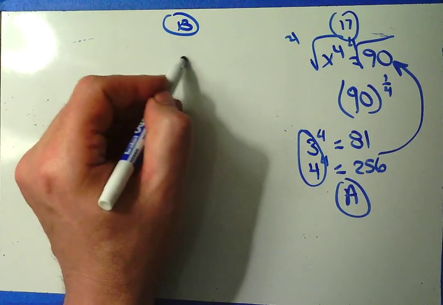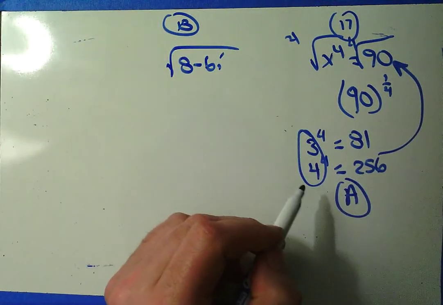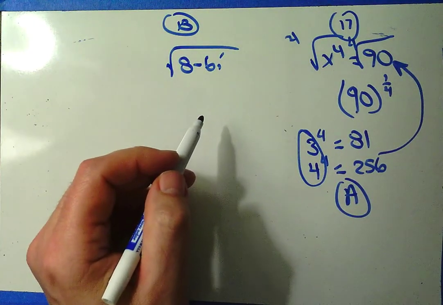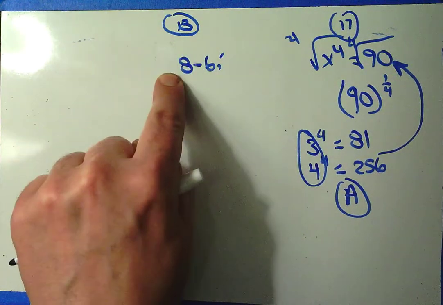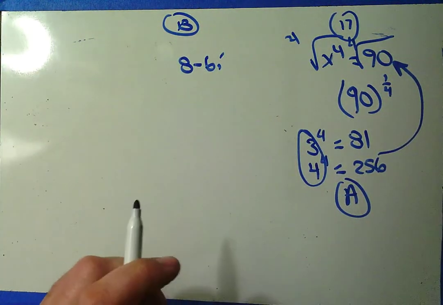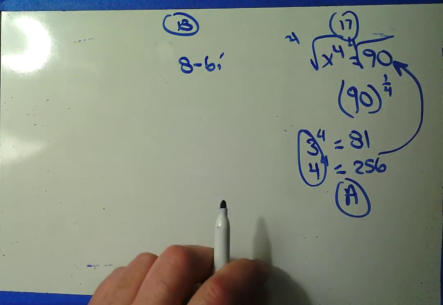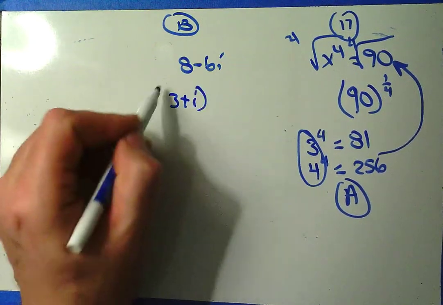18, they'd say, what is the square root of 8 minus 6i? Square root of 8 minus 6i. Well, this requires de Moivre's theorem, and if we were in honors pre-cal trig, I would have taught you de Moivre's theorem. But we're not. We're in regular pre-cal. And so my recommendation here is that you start with the first one, 3 plus i, and square it.